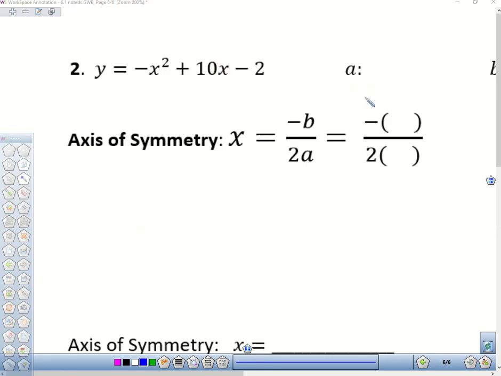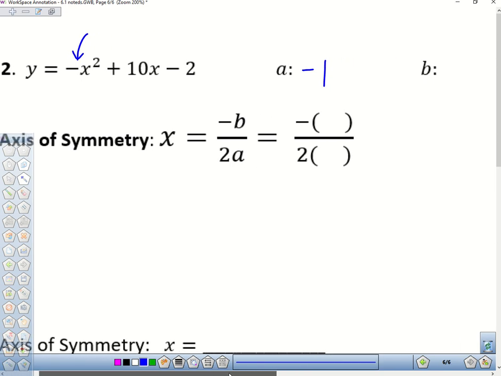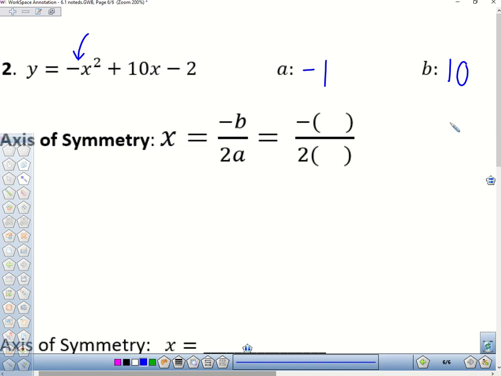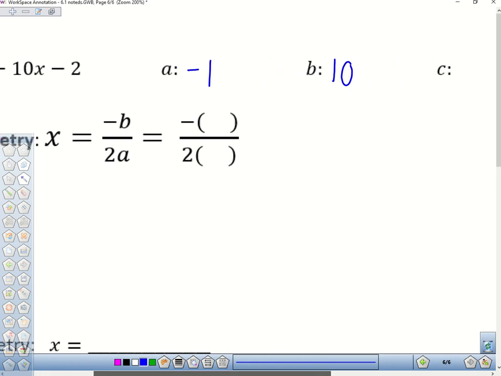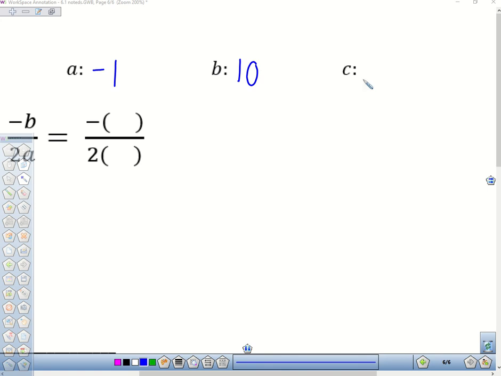All right, so what is my a value for number 2? Not 1, but do you see why it's a -1? See that negative sign in front of the x squared? -1. The b was positive 10. Good, the b is positive 10. Everybody see where the b comes from? It comes from the 10x. So what is my c value? -2. Very good, -2.